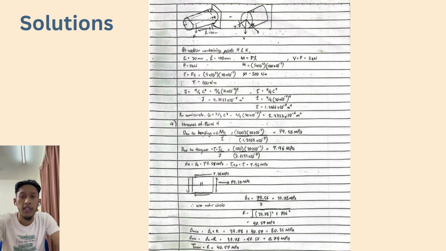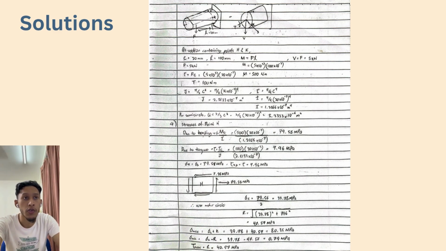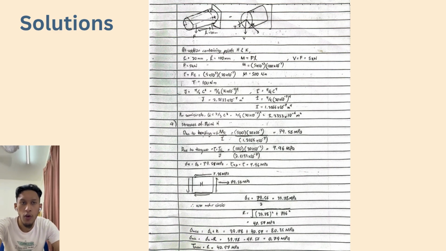So the first thing is we need to identify all the forces. We know that in the question the strap pushes downward on the front side of the rod and wraps halfway around the rod. So they produce three types of loading effects, which are the forces at the cross section containing points H and K.